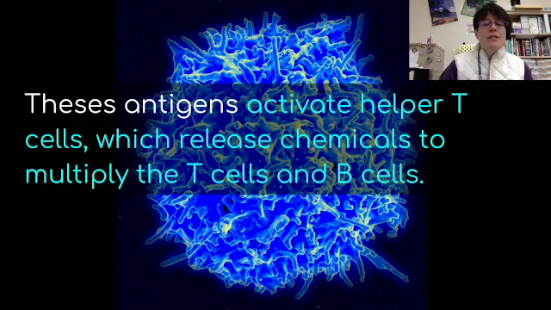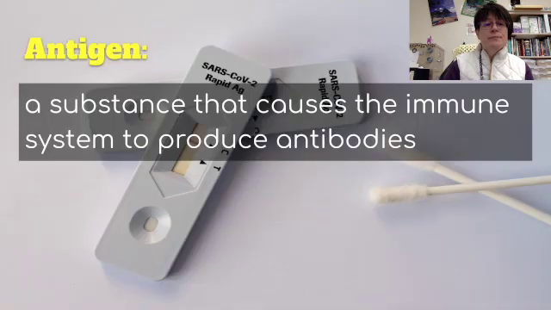These antigens activate helper T cells, which release chemicals to multiply the T cells and B cells. So those pieces that the macrophage attaches to itself are called antigens. And its purpose is to put those antigens out there to activate other things in the immune system. So an antigen is a substance that causes the immune system to produce antibodies.